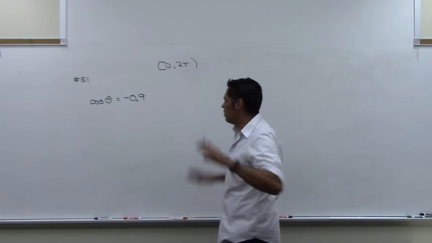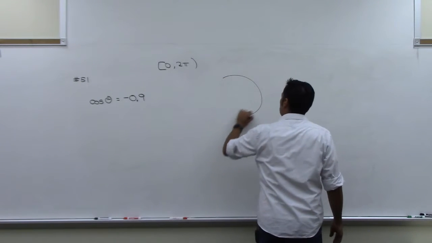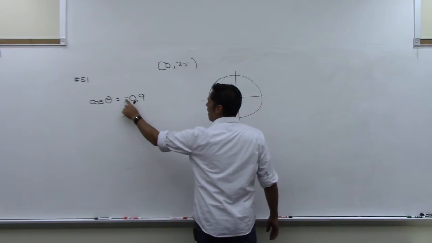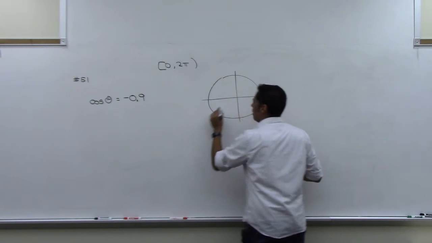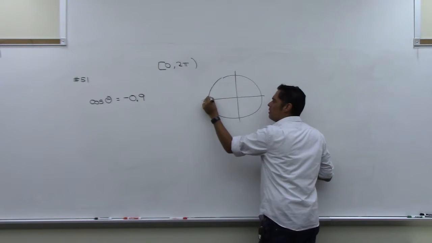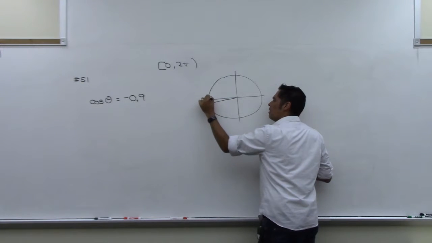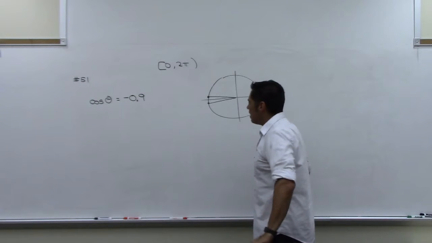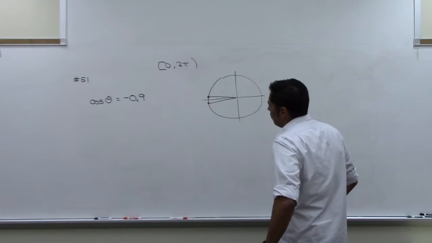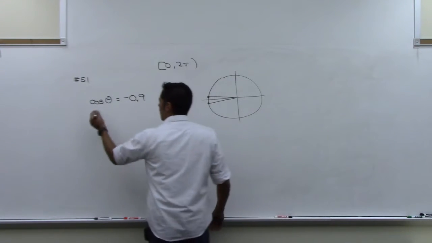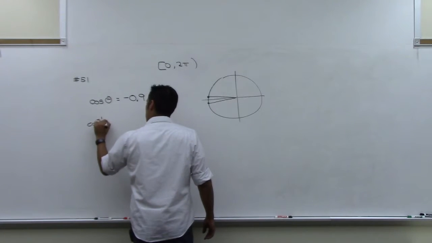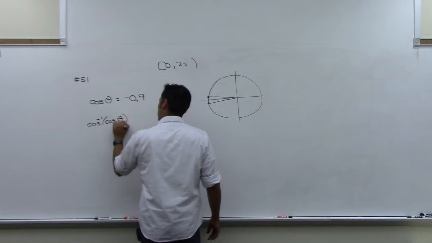All right, so here's the way I would look at this. Cosine is your x-coordinate on the unit circle. It's wanting to know when the x-coordinate is negative 0.9. It's almost negative 1. That's going to be like right here and then right here. There's two angles, right there and right there. So because that's not a common value on our unit circle, the only thing we can do is take cosine of both sides.